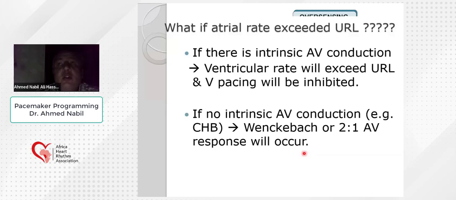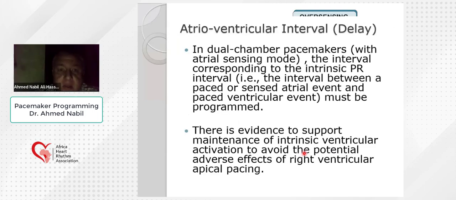So the atrium will not track the ventricle if the atrial rate increased or exceeded the upper rate limit. Another parameter that should be very important is the AV delay. The AV delay is the normal physiological PR interval, which is the interval between the atrial event, whether paced or sensed, and the paced ventricular event. It is the normal PR interval, and adjusting it is very important.